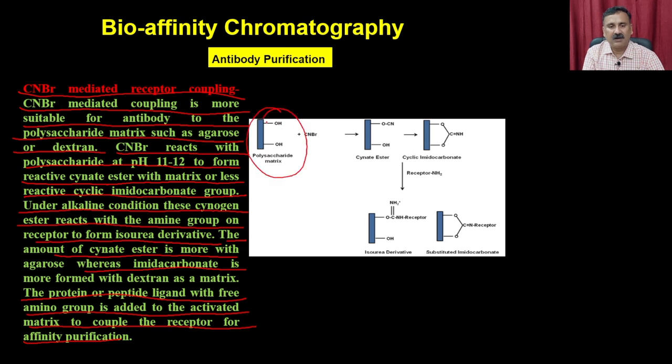So this is what you have. You have a polysaccharide matrix. When it reacts with CNBr, it is going to form the cyanate esters as well as the cyclic imidocarbonate. And that is going to react with receptors to give you the isourea derivatives. And the receptor is going to couple onto the matrix. This coupled matrix can be used for the purification of antibody, or it can even be used for the purification of the antigen as well.